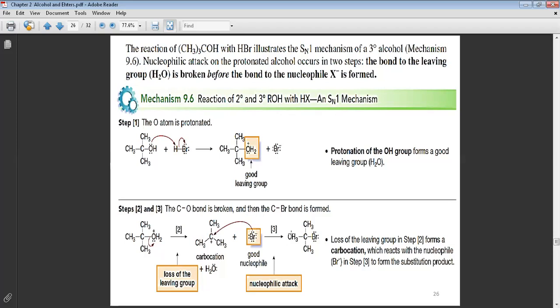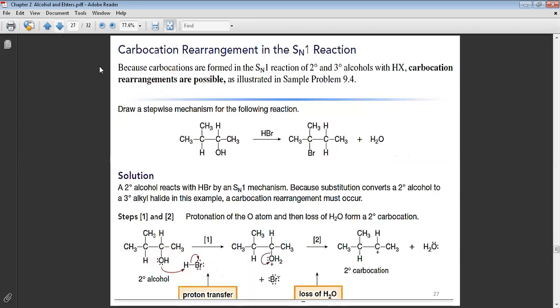Okay. Look, we said if you have a carbocation, always think about rearrangement. If you have a tertiary carbocation, there is no rearrangement. But if you have a secondary carbocation, and the secondary carbocation can be converted to a tertiary carbocation, do it. Directly do it. Don't think.